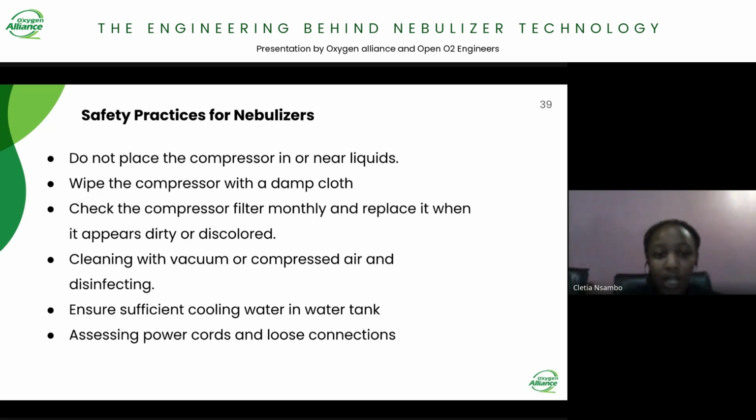And also you need to assess power cords and loose connections, because these might endanger the users or engineers when you're servicing the unit. So just make sure that you don't have loose connections or extruding wires. This is all we had for you today, and I'll hand it over to the host to take us to the poll question.